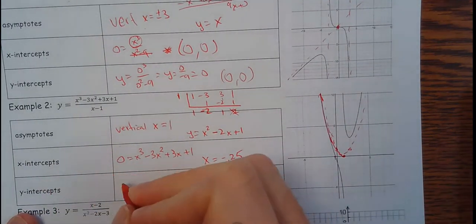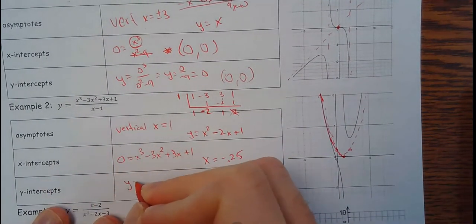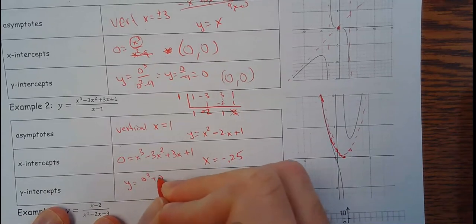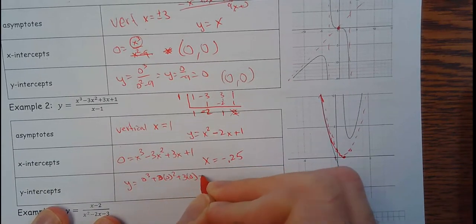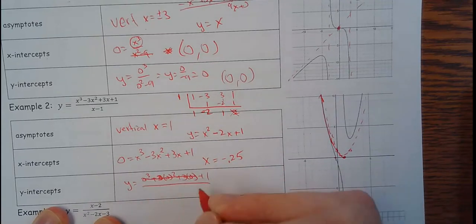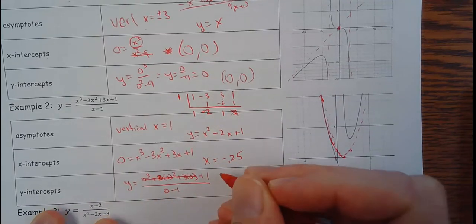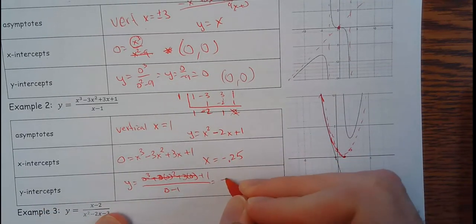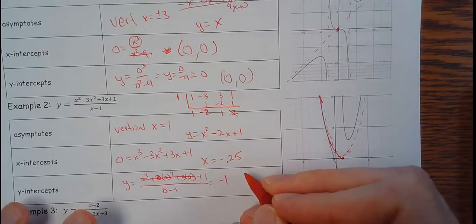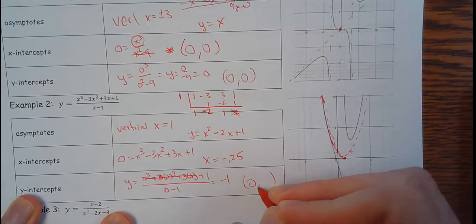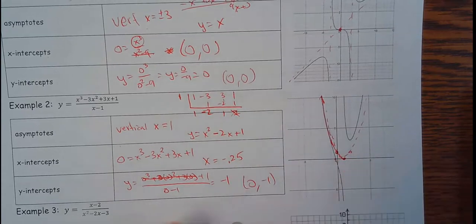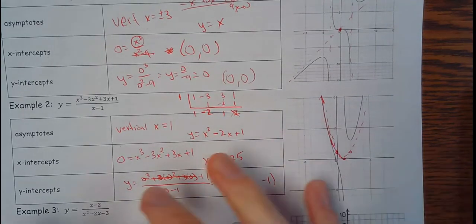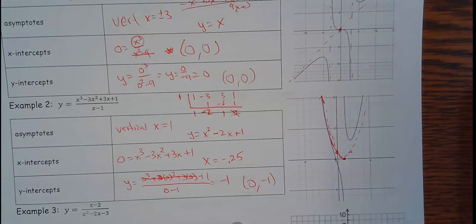The y-intercept says plug 0 in for x. So it'd be 0 cubed plus 3 times 0 squared plus 3 times 0 plus 1. So all these are gone but the plus 1. 0 minus 1. So this is going to be negative 1. If it's a y-intercept, that means the x coordinate is 0: 0, negative 1. If you look right there, it crosses at 0, negative 1. Okay, so that's just showing you how it looks on the graph.